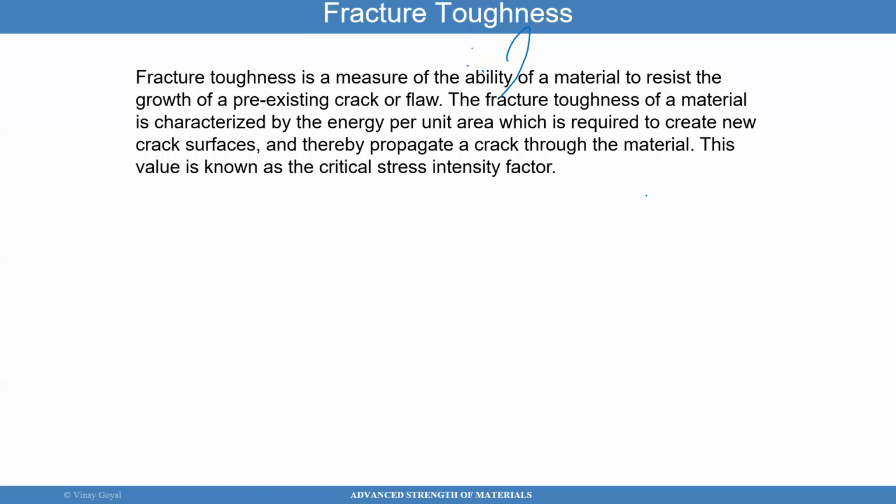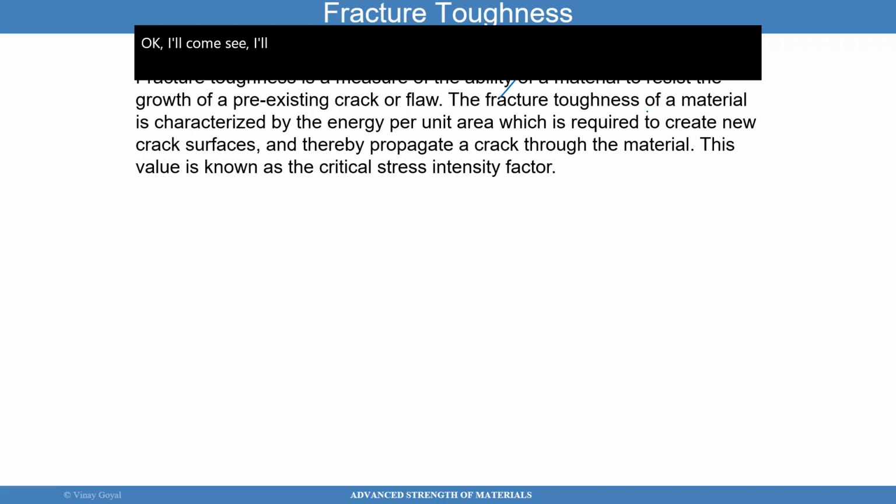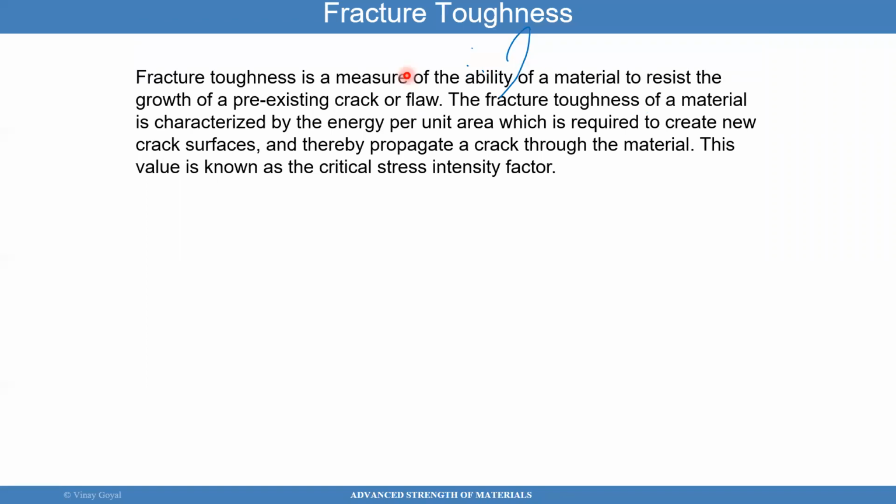Okay, I'll continue, but we can now predict the fracture toughness. Fracture toughness is a measure of the ability of the material to resist the growth of a pre-existing crack or flaw. And this fracture toughness of the material is characterized by the energy per unit area, which is required to create a new crack surface. This is also known as critical stress intensity factor.